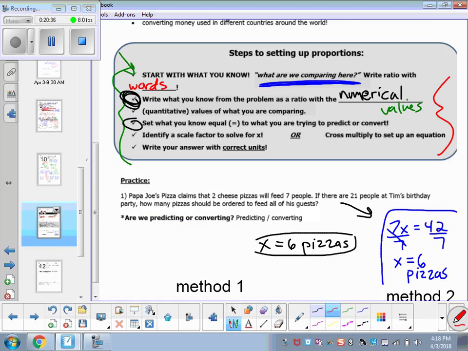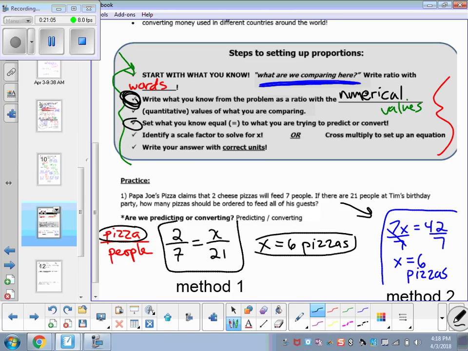Step 1, ask yourself, what are we comparing? We're comparing pizza to people. We're going to write it with words. The next thing we're going to do is write what we know with numerical values. We know that 2 pizzas will feed 7 people. Now the third thing we're going to do is set it equal to what we are trying to predict. Our unknown is pizza. There's the unknown. And we know that we're expecting 21 guests. So this is now the proportion.